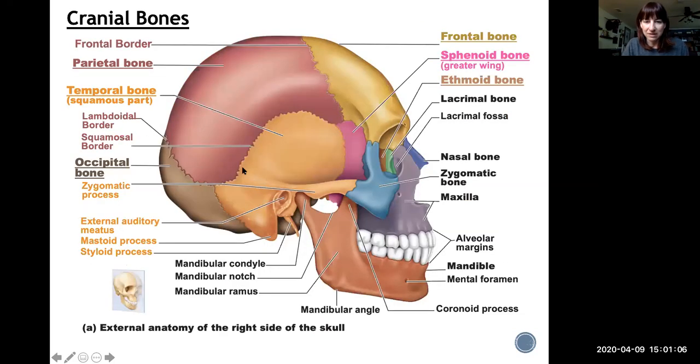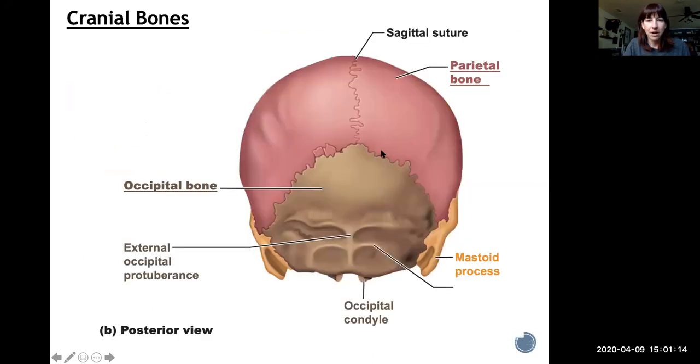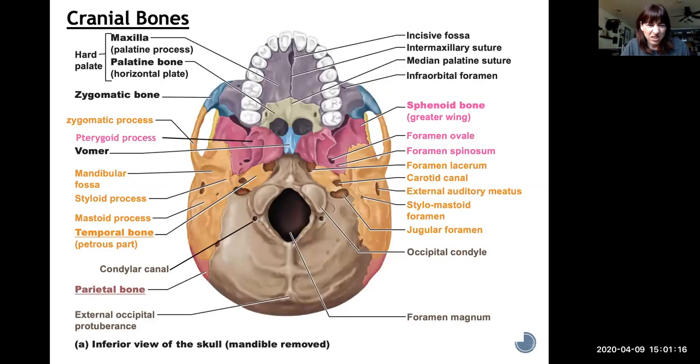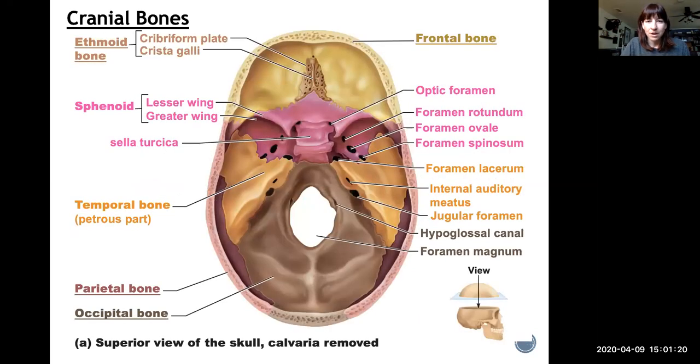So let's see where we can see the orbital plate from other views. From a lateral view, you can again see that orbital plate. You can't see it from a posterior view. There's not much to see from the inferior view, but you can see more of it if you look from the inside of the skull. So again, this is why it's a cranial bone. It's touching your frontal lobe here.